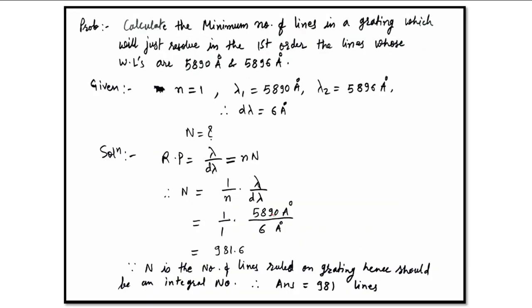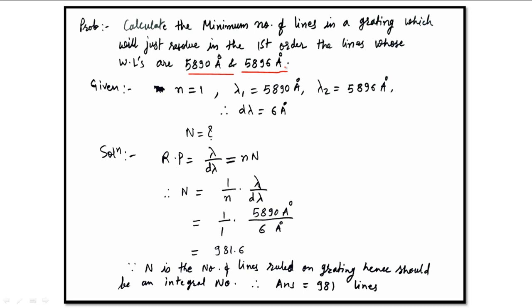Let us take one more problem, and you will have a clear idea about how to solve the problems on resolving power of grating. So let us take one more problem: calculate the minimum number of lines in a grating which will just resolve in the first order the lines whose wavelengths are 5890 angstrom and 5896 angstrom.